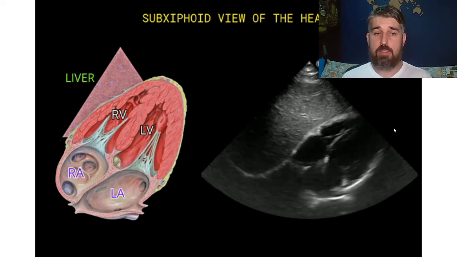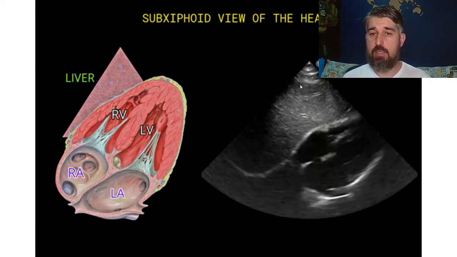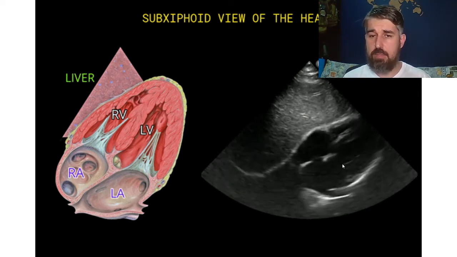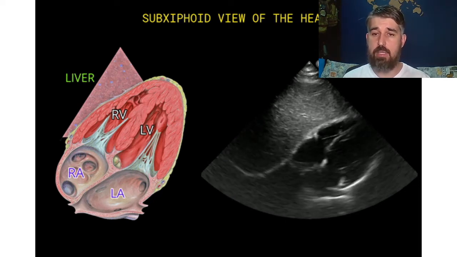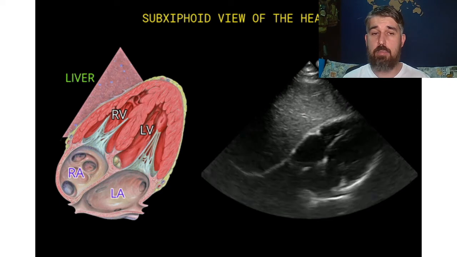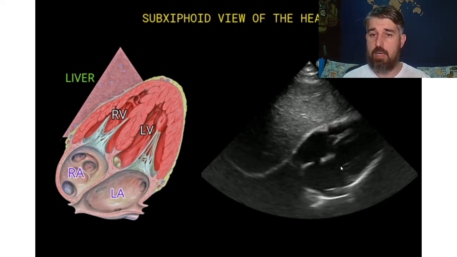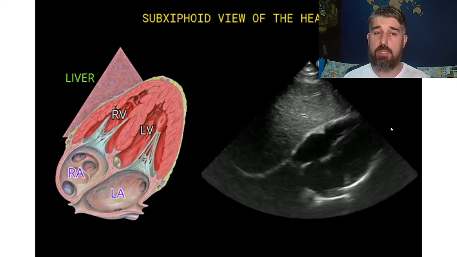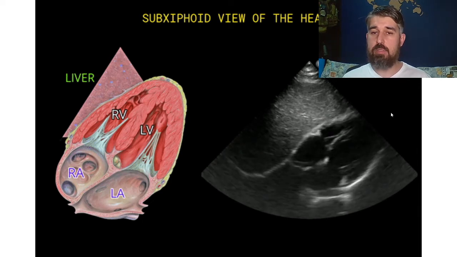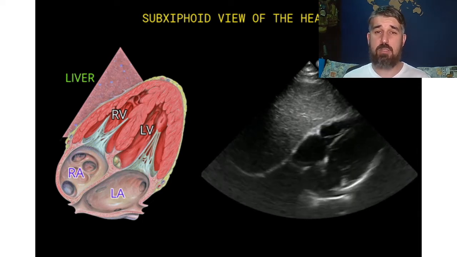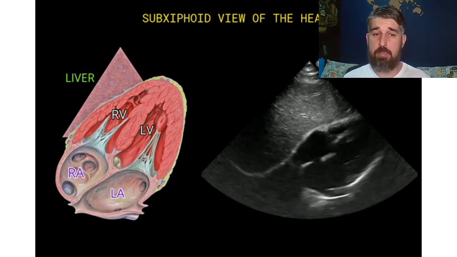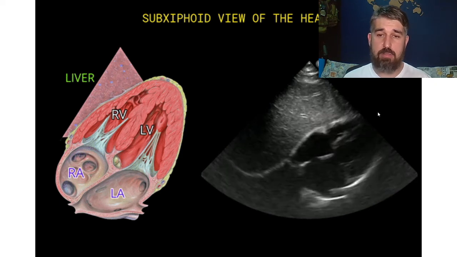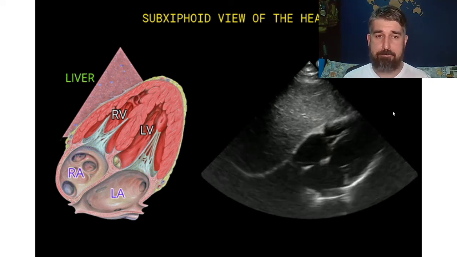This is a subxiphoid view. We are seeing the liver and the heart. This is a very good window for us to see if there is any sign of cardiac tamponade. So here we can see a healthy heart, no free fluid over it. This is what we are hoping to see. Sometimes this view is a bit challenging, especially depending on the patient. When he's prone, it's a little bit hard to get a very good view, at least for me.